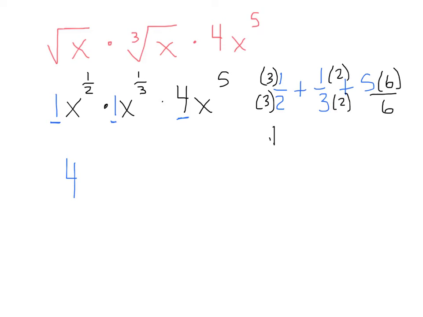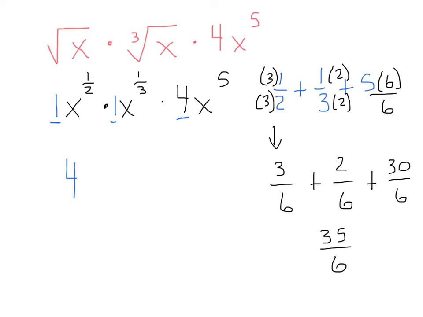And so right here I've got 3 over 6 plus 2 over 6 plus 30 over 6, right? And so that's going to give me 3 plus 2 plus 30 is 35 over 6. Is that right? And so I've got 4x raised to the 35 over 6 power.